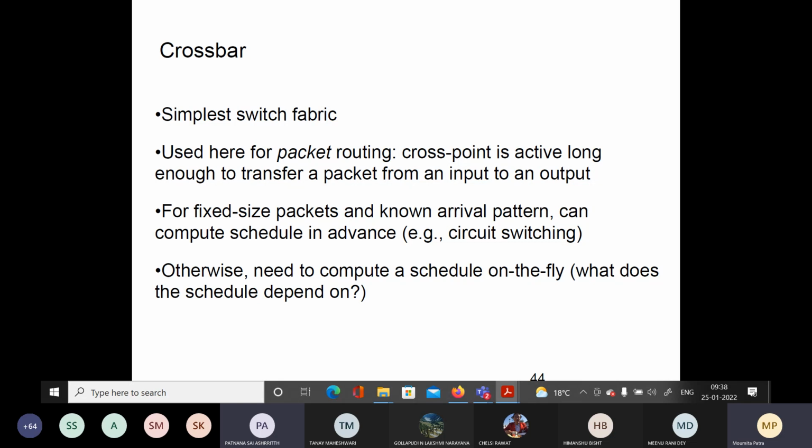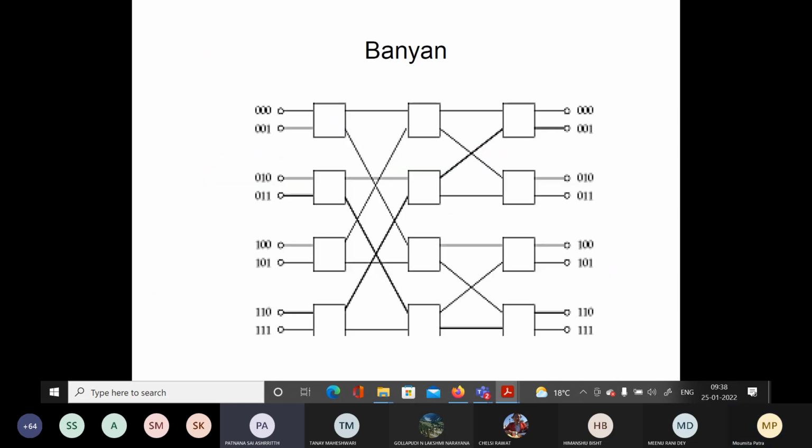Now let us see how we work with this. So this is one kind of switch fabric, okay, which is known as a Banyan switch.